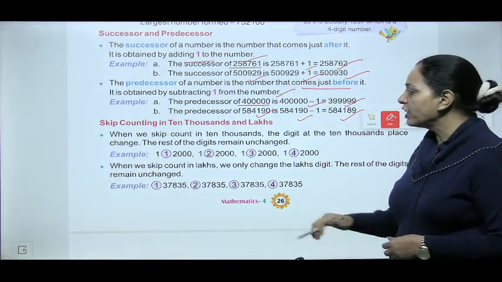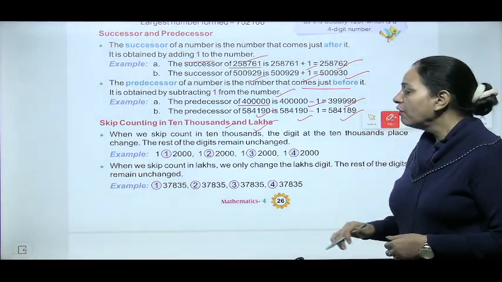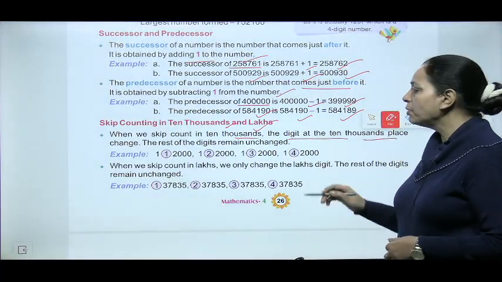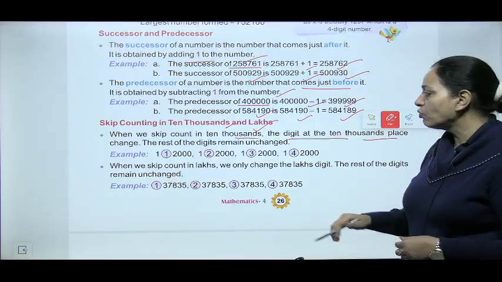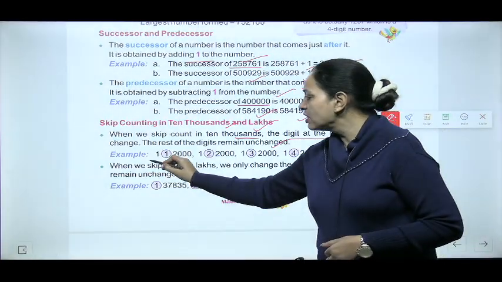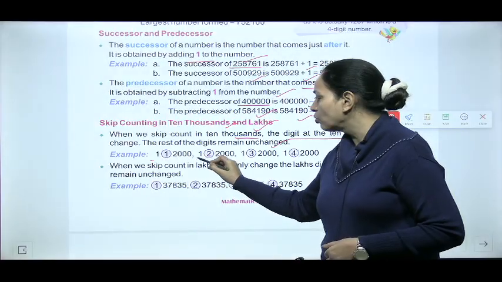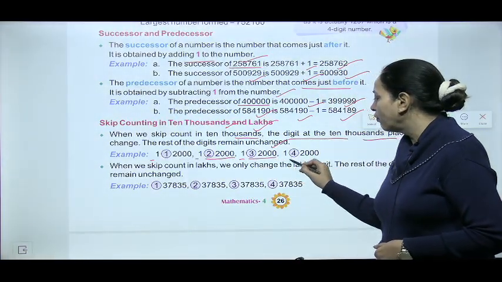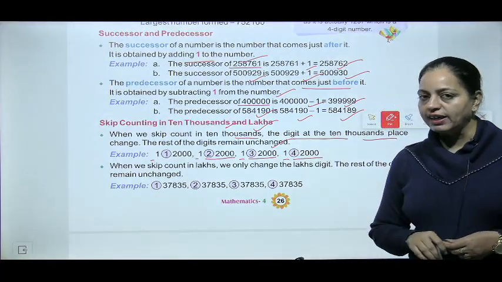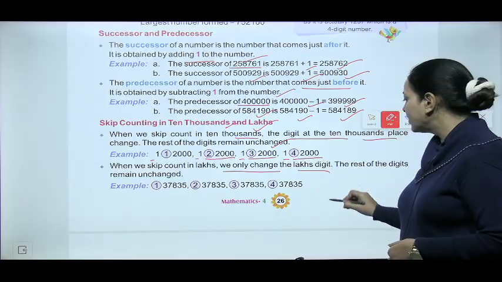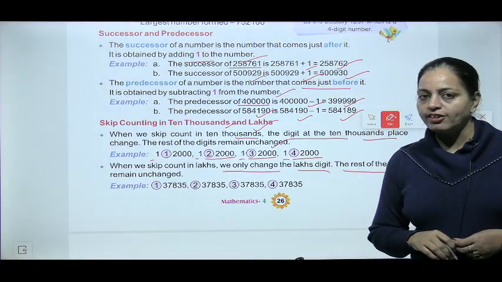Now skip counting in 10,000 and lakh. When we skip count in 10,000, the digit at the 10,000 place changes. The rest of the digits remain unchanged. See here, this is 1,12,000. So 1,22,000, 1,32,000, 1,42,000. And when we skip count in lakhs, we only change the lakh digit. The rest of the digits remain unchanged.